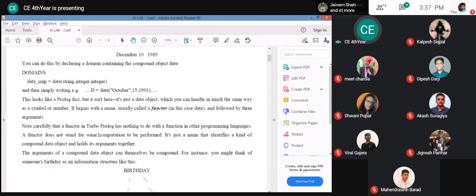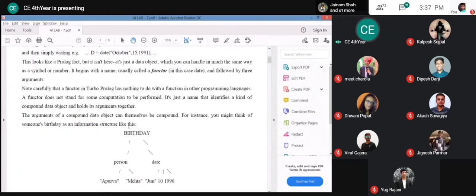Now, another thing that I want to tell you is that the arguments of a compound data object can themselves be compound. For instance, you might think of someone's birthday as information. In this structure, I can say a birthday consists of a person and a date. So the person is Apurva Mehta and the date is given.